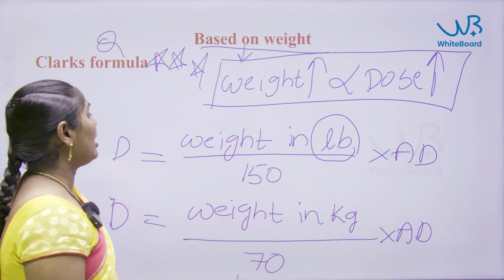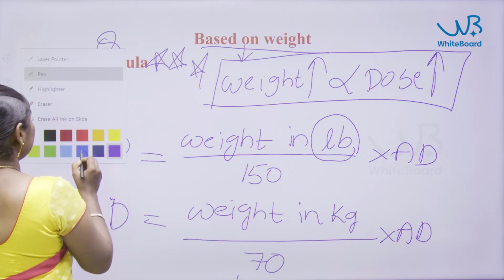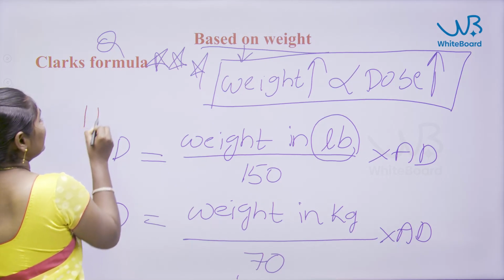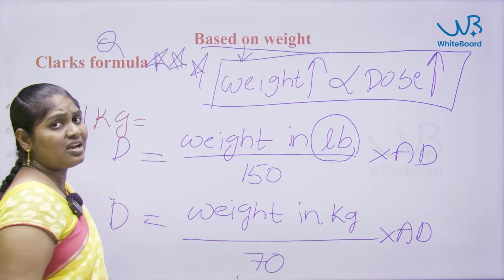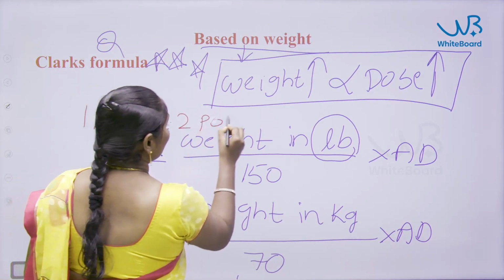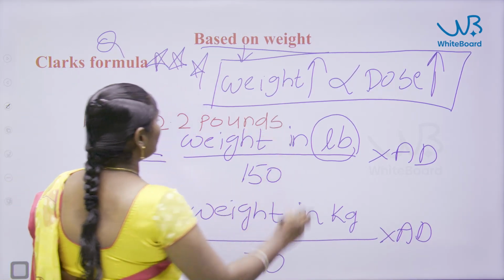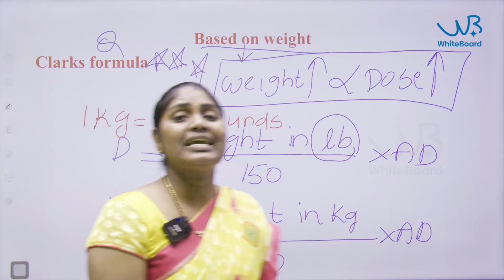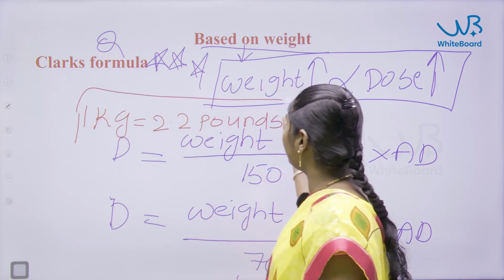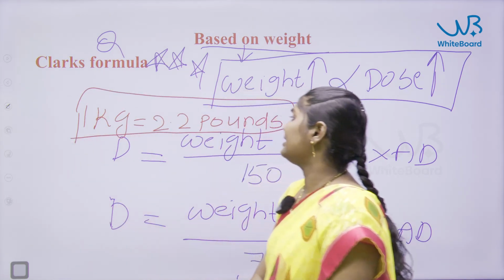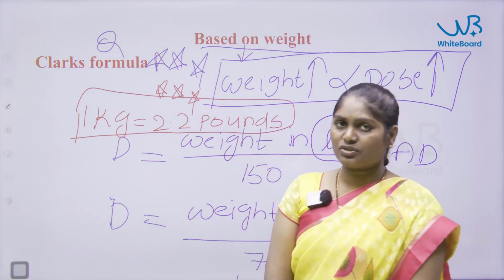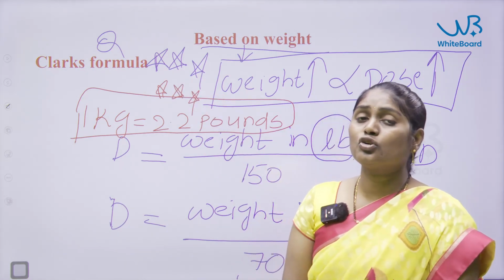I think you already know it, but I'll write once again. 1 kg is equal to how many pounds? 1 kg is equal to 2.2 pounds. This is very, very important. Anyway, you will study this in calculations. This is also one of the previous year asked questions: 1 kg is equal to 2.2 pounds.